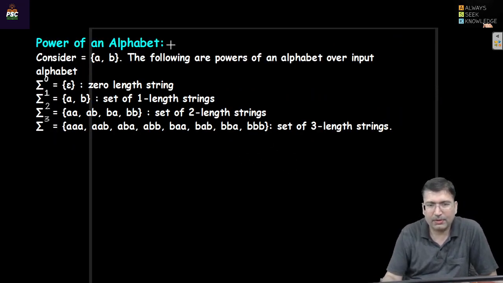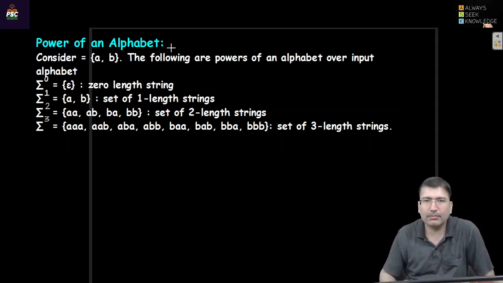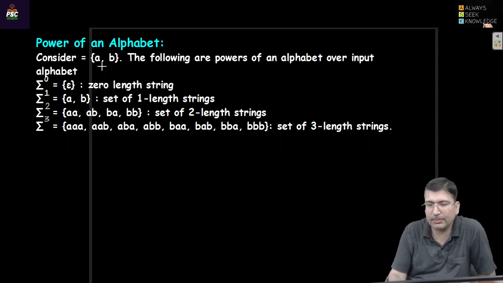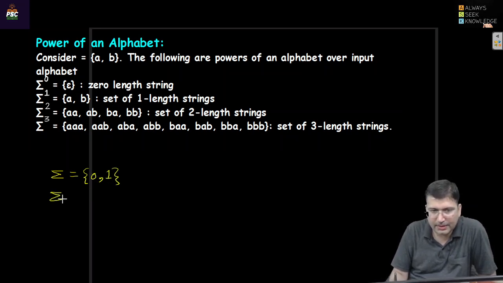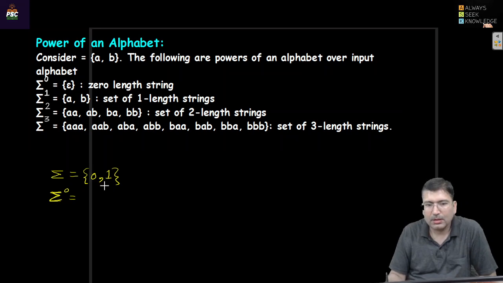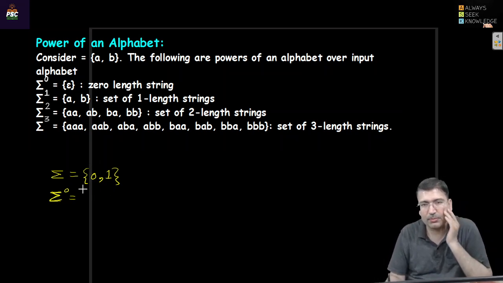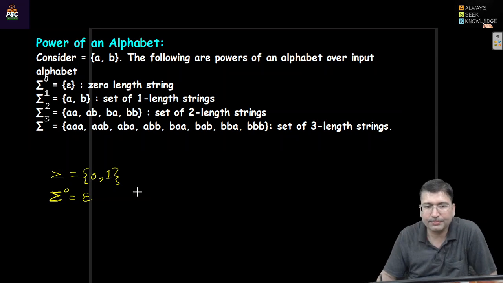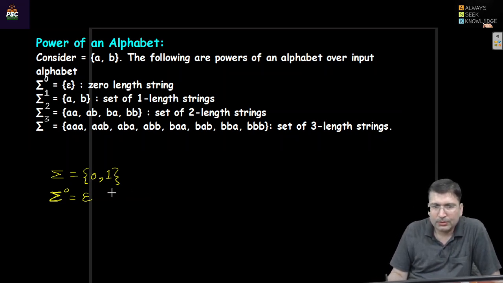Now next is power of an alphabet. Any alphabet is given, like a binary alphabet 0, 1, or you can consider A, B. If this alphabet is given and we try to find the power, let's say I consider 0, 1, and calculate the power of this. Power 0 means a 0 length string by utilizing these two symbols. So a 0 length string, obviously, will be epsilon. That means it will be the set of only the empty string.